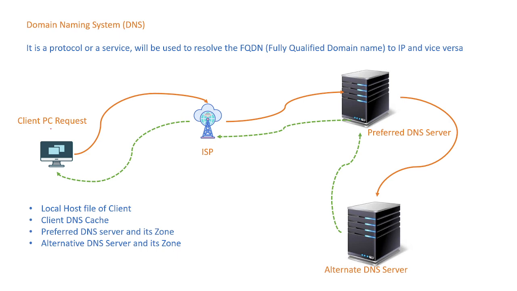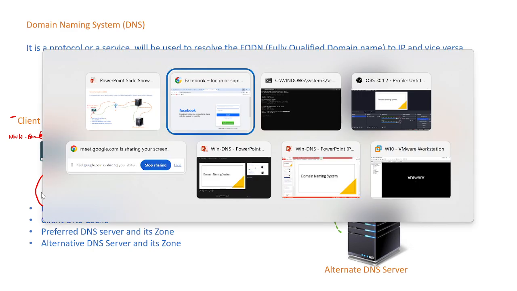See, when the client PC requests that I need to browse www.facebook.com and you hit enter, first and foremost, the query will check whether there is any entry called facebook.com in the local host of the computer itself. It checks whether there is any document which says what the facebook.com IP address is, and that will be in the local computer.